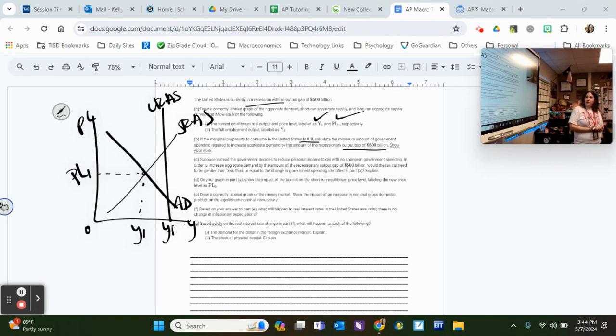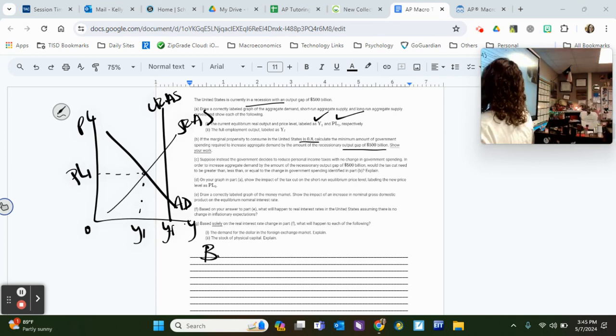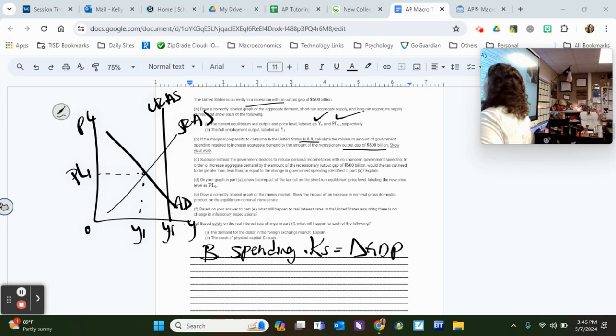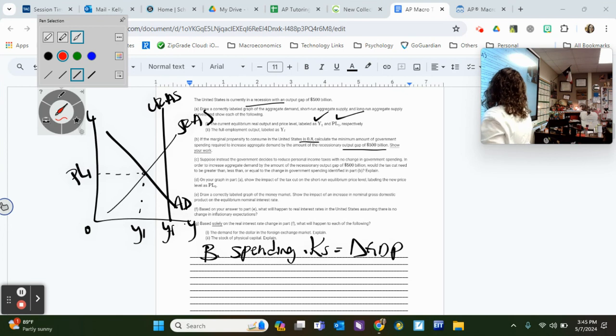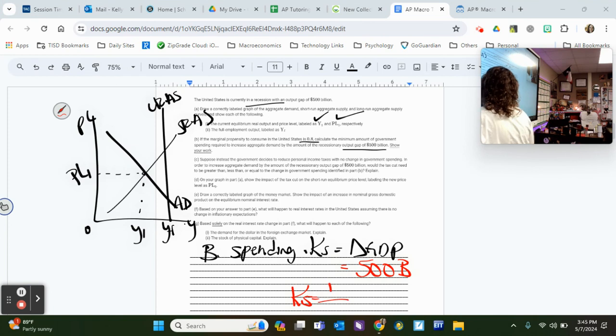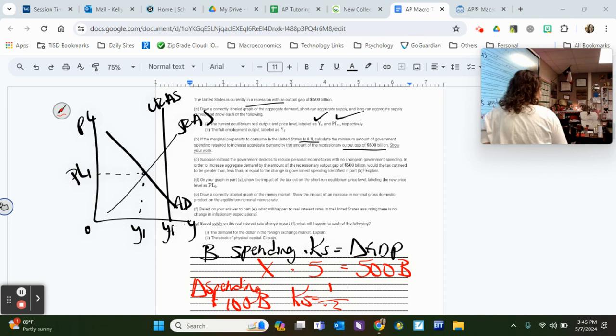So it says the MPC is 0.8. Calculate the minimum amount of government spending required to increase aggregate demand by the amount of the recessionary output gap of 500 billion. Show your work. So we're going to be using the spending multiplier. There's some change in spending times KS gives us that change in GDP. We plug in what we know, we solve for the rest. The change in GDP that we want is $500 billion because that is how much our recession is by. The MPC is 0.8. The KS formula is 1 over MPS, or 1 over 0.2, which is 5. So X times 5 gives us $500 billion. The change in spending, which is X, is going to be equal to $100 billion on B.